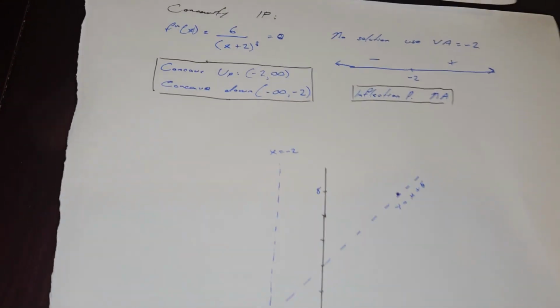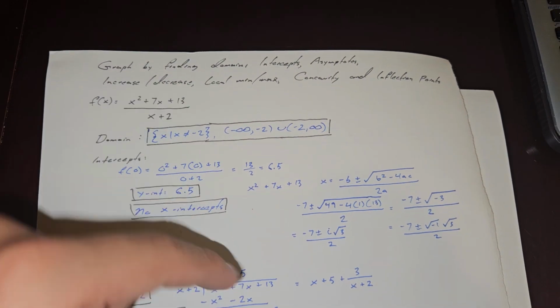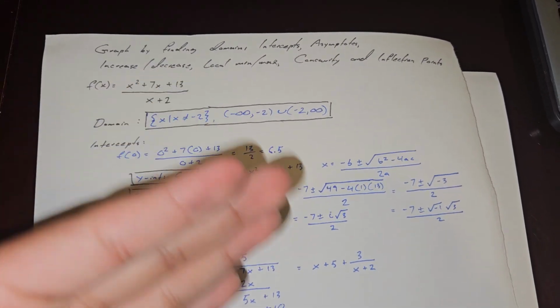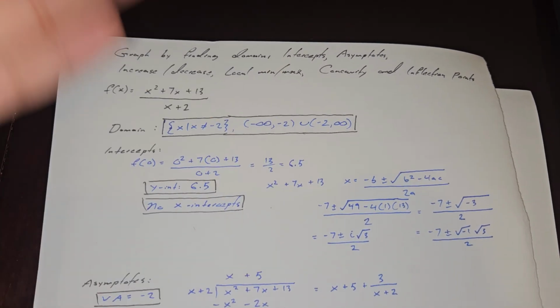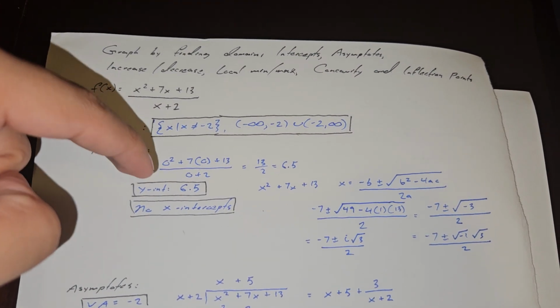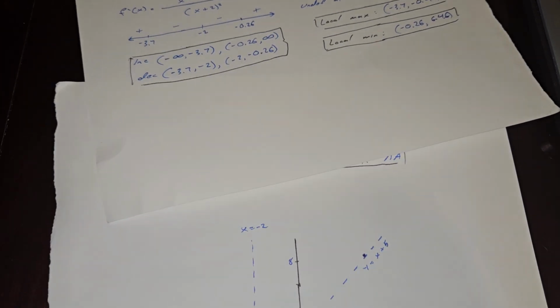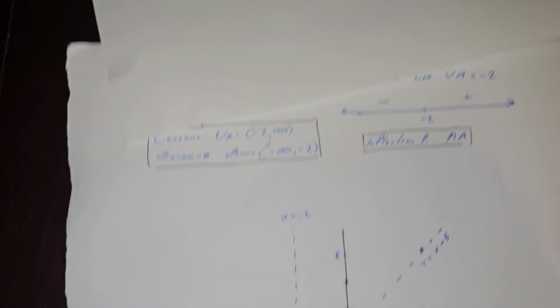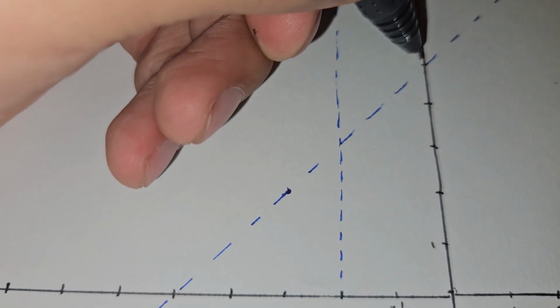All right, let's plot our intercepts now, where the function crosses the x or y axis. There's no x-intercept, so we don't have to worry about that. Our y-intercept is 6.5. Let's go to the y-axis and plot 6.5 in black. 1, 2, 3, 4, 5, 6.